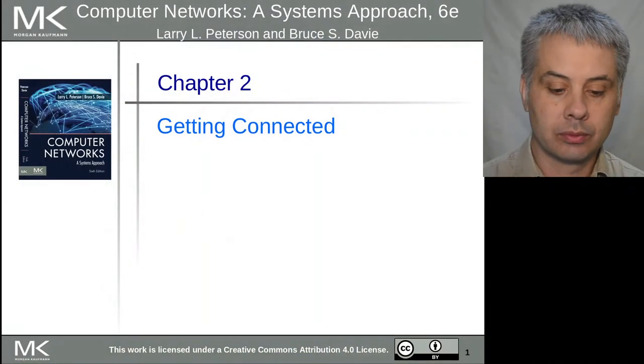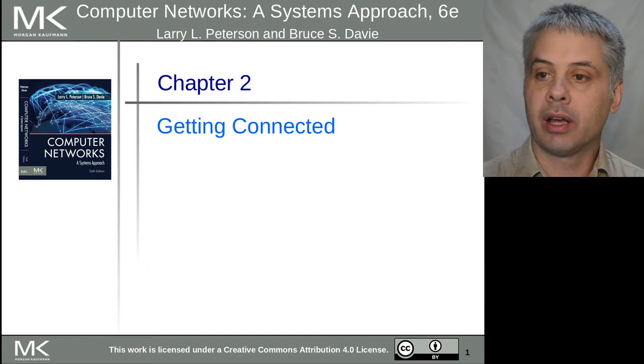So this chapter is really about the bottom two layers, the physical link and data link layers, about how we can actually move information between computers in different ways. So let's get underway.